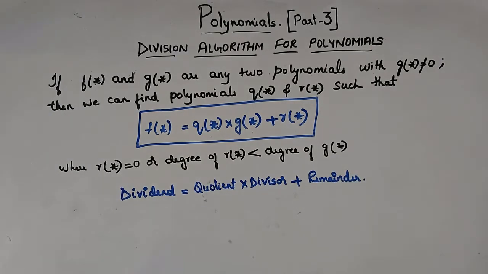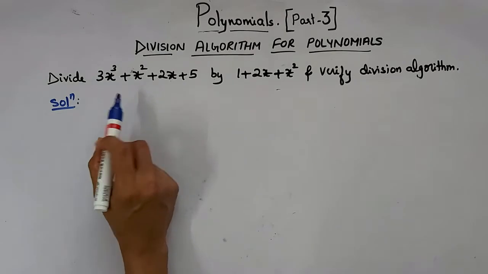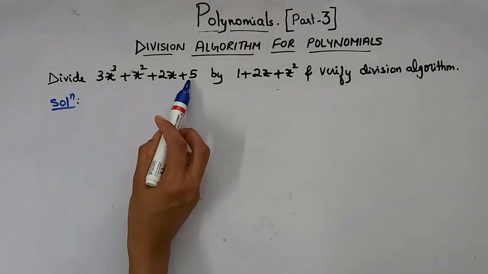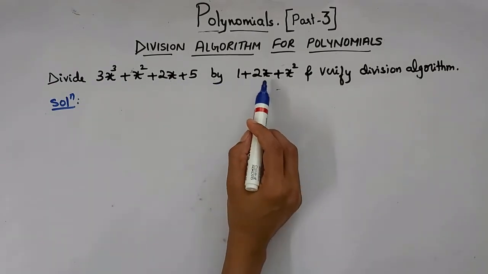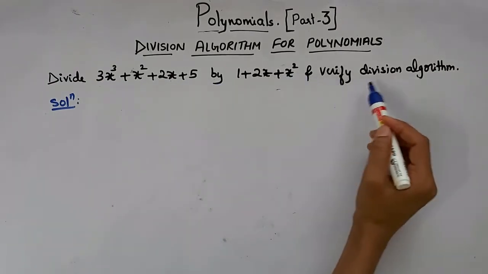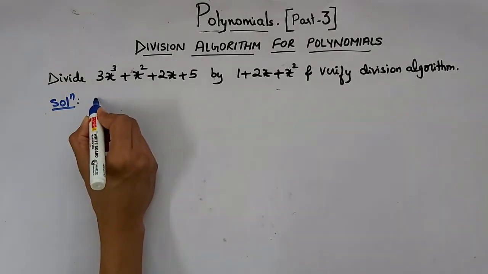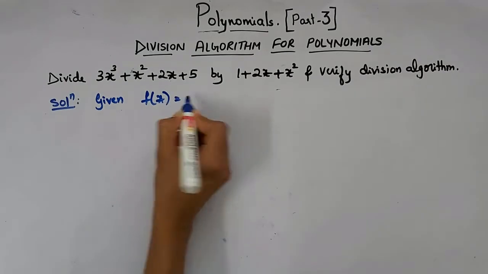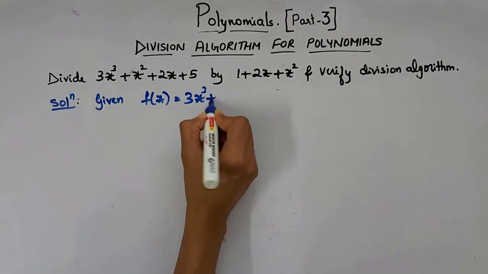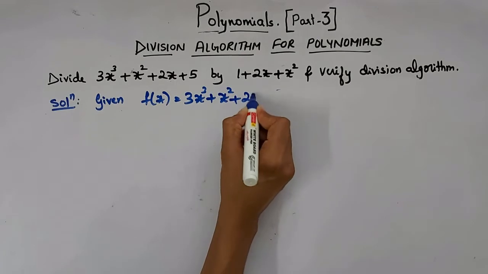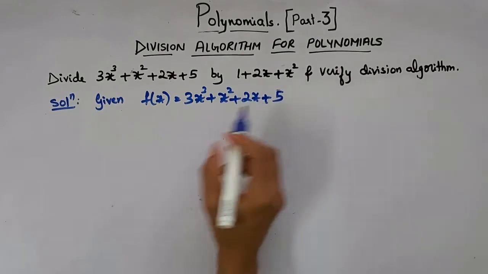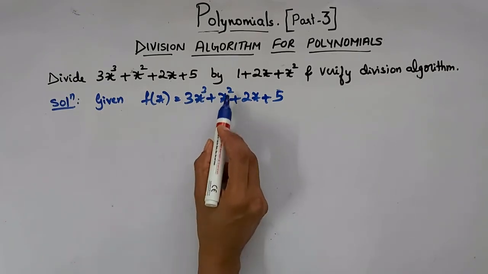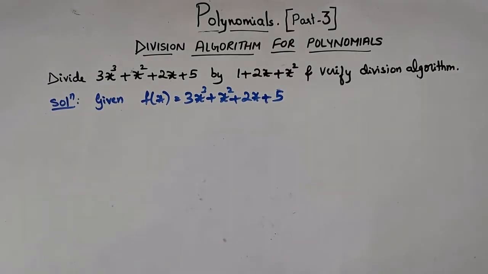You will understand this better when you see an example. Now let's see this problem. Divide 3x cube plus x square plus 2x plus 5 by 1 plus 2x plus x square and verify the division algorithm. First let's write what is given. Given is f of x, which is equal to 3x cube plus x square plus 2x plus 5. If you see, the degree is in descending order: 3x cube, x square, x and constant.